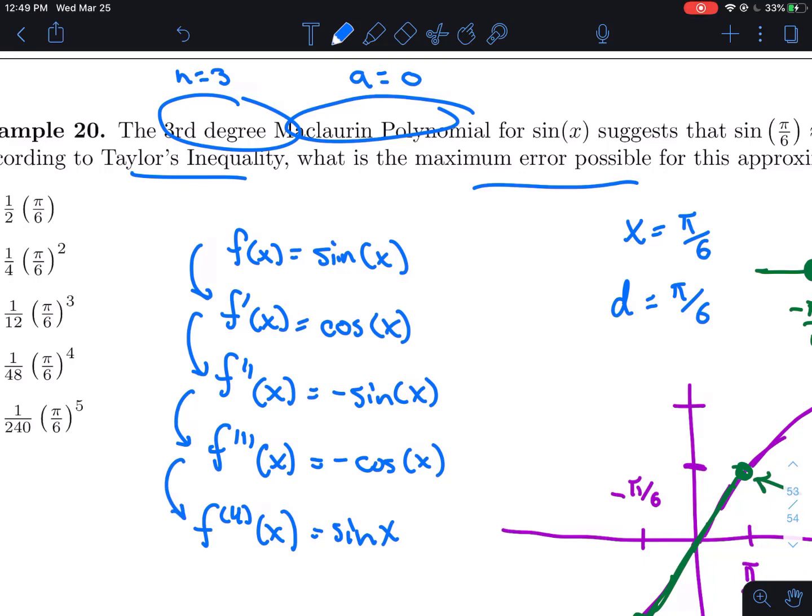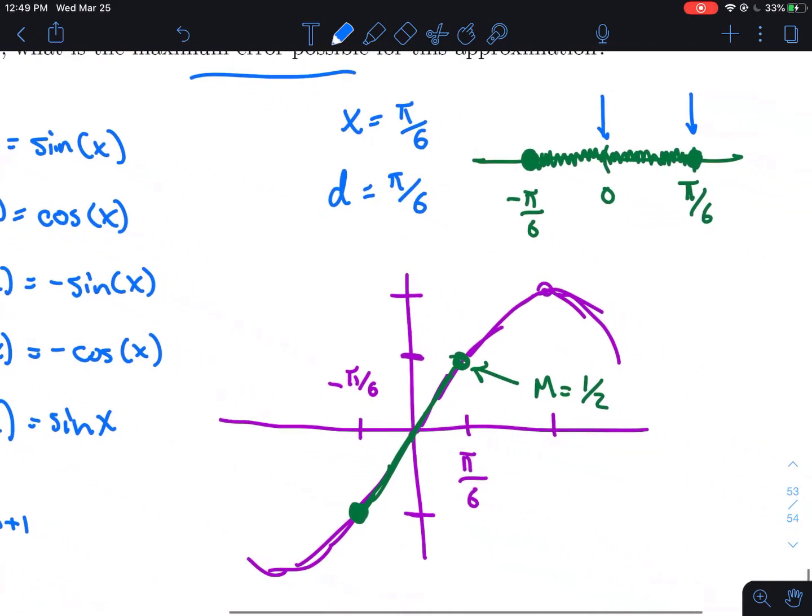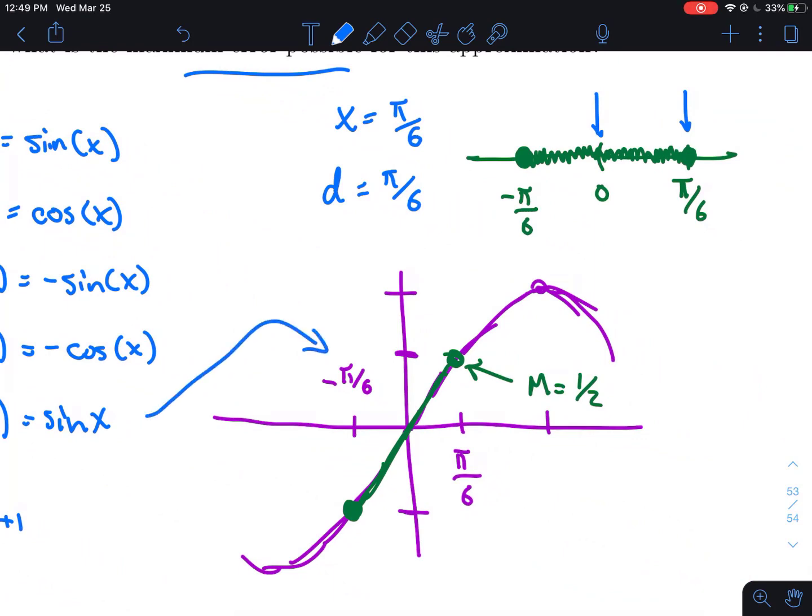And notice, for fun, we actually got right back to sine again. And we want to know, where is sine at its maximum? What is this capital M value for our fourth derivative, which happens to be sine? And so I went over here and I drew a picture for sine.